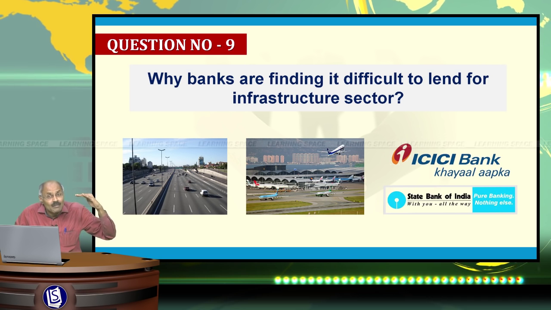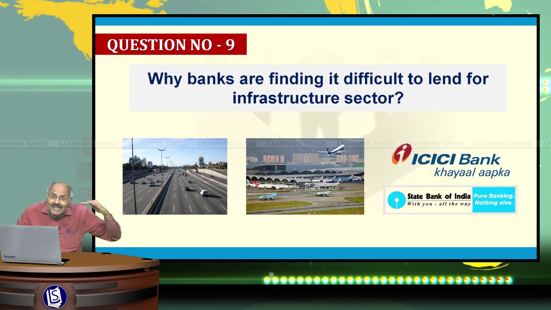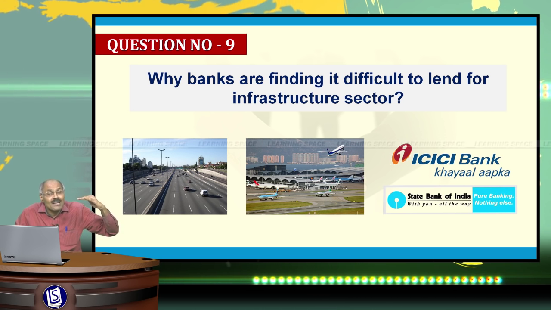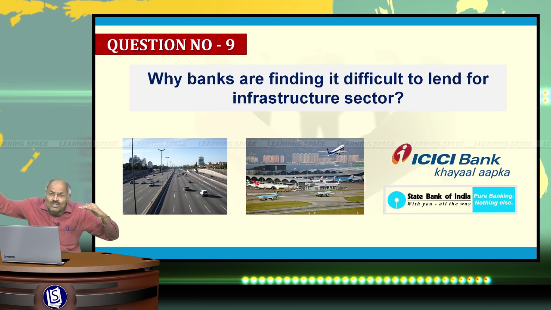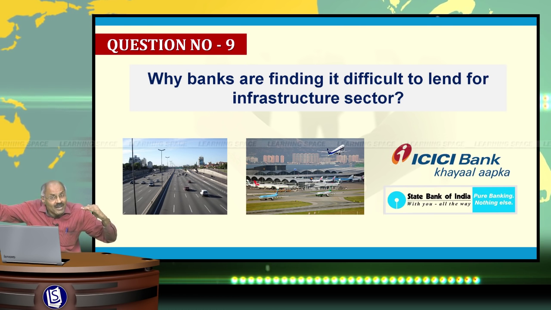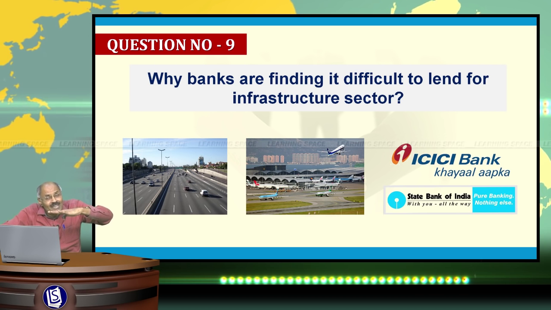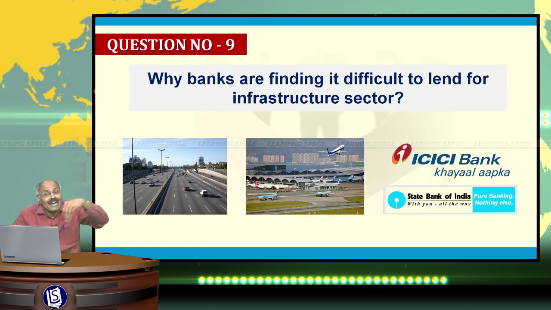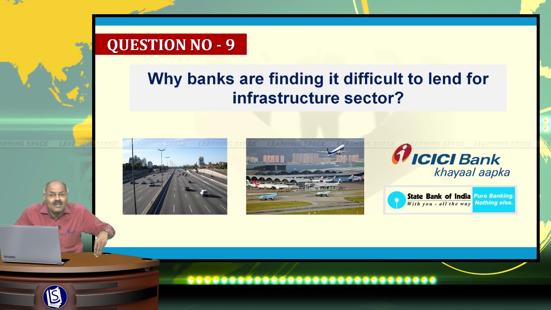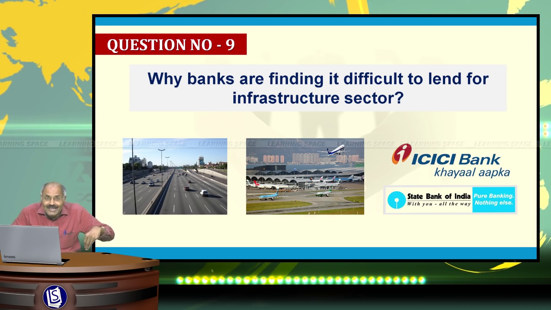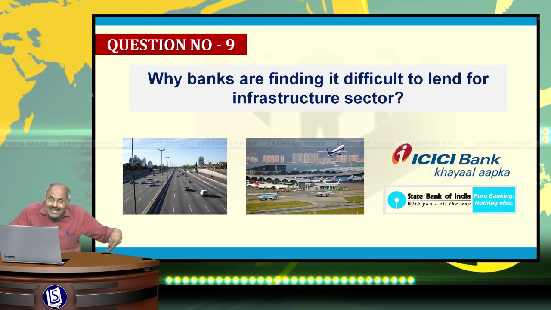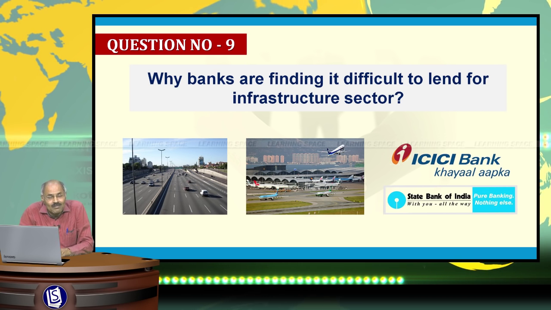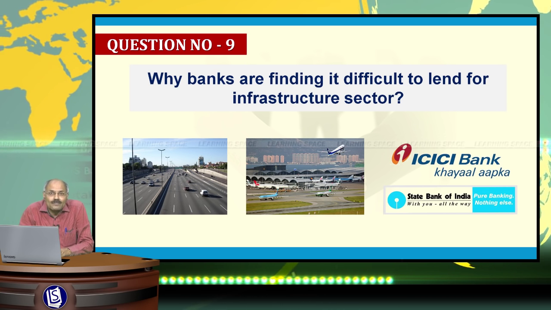Second reason is there is an asset liability mismatch when banks are granting loans to the infrastructure sector, because bank deposits are for a maximum period of 10 years, whereas infrastructure loans may stretch for much longer, because of which asset liability mismatch is taking place, due to which banks are finding it difficult to lend for the infrastructure sector. Now the government is taking steps to separate infrastructure lending from the banking system as far as possible.